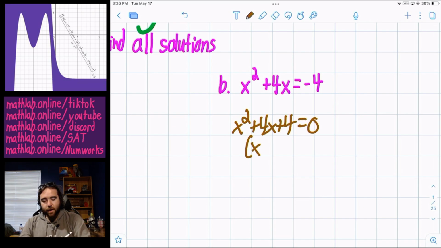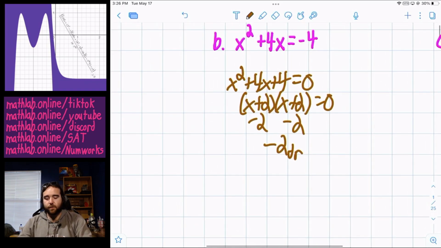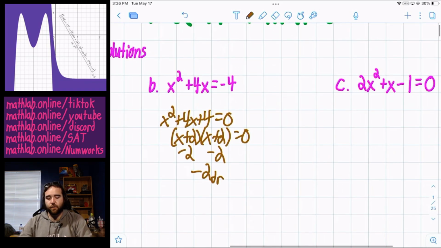So we do that. Now we can factor it. And we get our two answers. So this is -2 double root. So it's still got two answers. It just comes up twice. So it's nice if you let yourself know it's a double root with a little dr there.